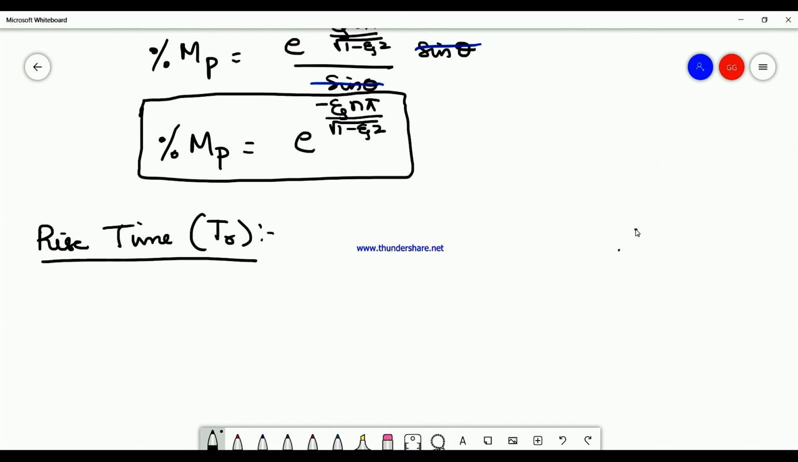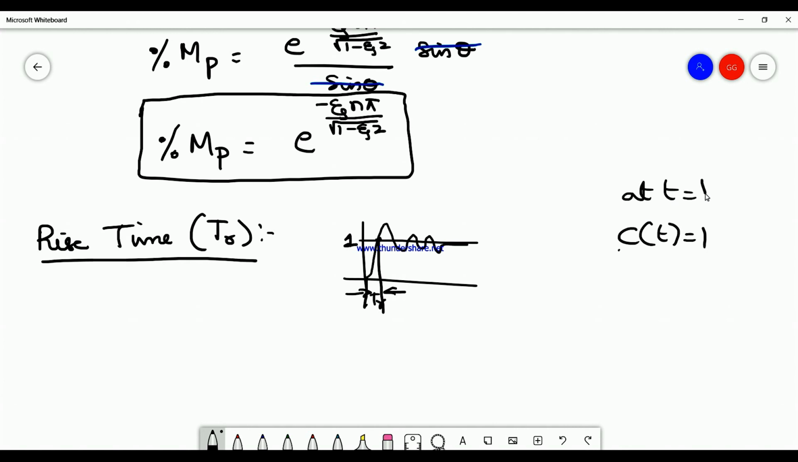It means that C of t is equal to 1, right? So if I write the curve and show you, this is 1, this is the peak and it becomes 1. So here the rise time is from 0 till it becomes 1. So that is what the TR is. As it goes from 0% to 100%, when it reaches 100%, it means that C of t equals 1. Therefore at t equals TR, C of t equals 1.